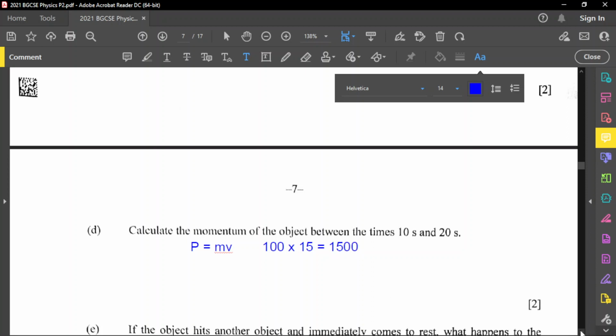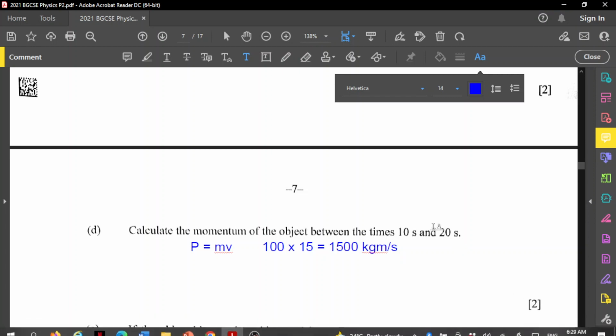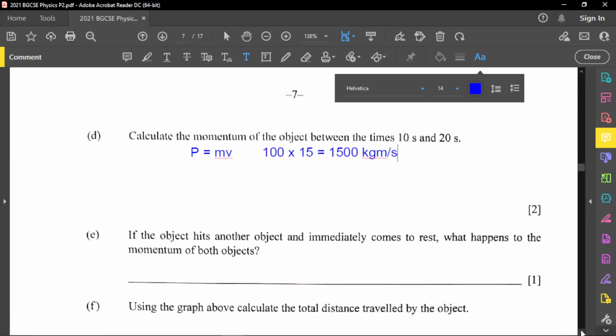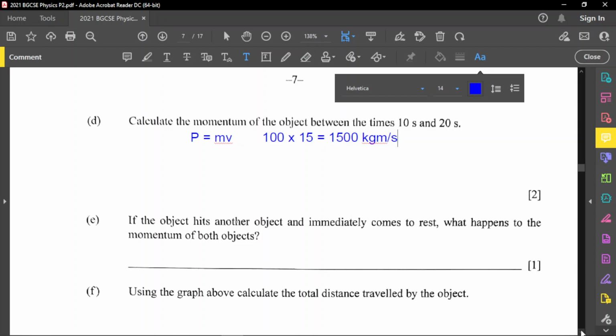1,500, and the unit for momentum will be, so you need to remember units as well, kilogram meters per second, okay? All right, so next part of this question now, we said if the object hits another object and immediately comes to rest, what happens to the momentum of both objects?